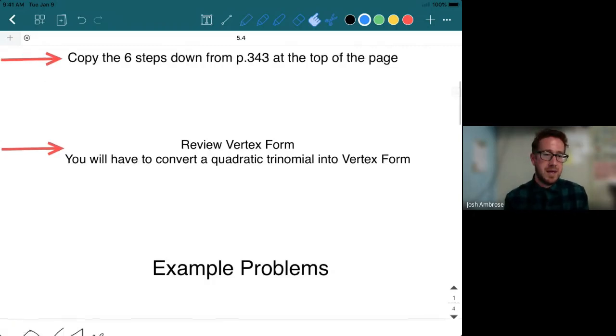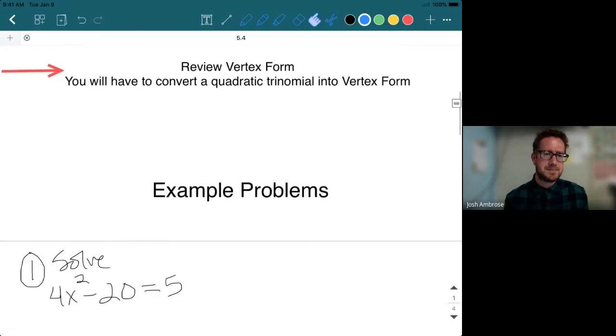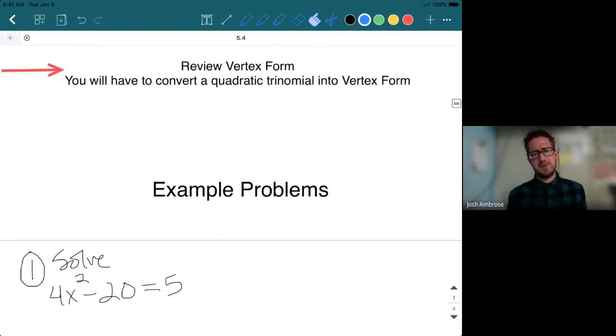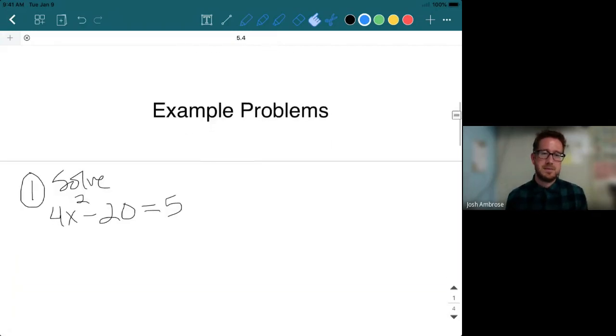And then the last piece of notes here: the vertex form is a form that we have used in the past. We've also used it in this chapter, and you're going to have a style of problem where they want you to solve a quadratic that's in standard form by completing the square, but then putting it into vertex form. That's probably the very last example problem that we'll go through. All right, let's jump into it, guys.